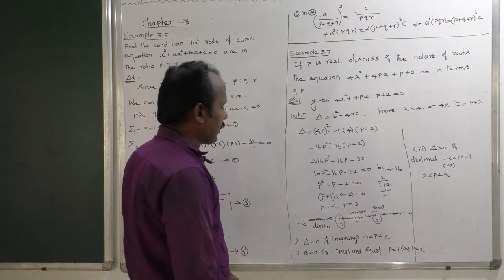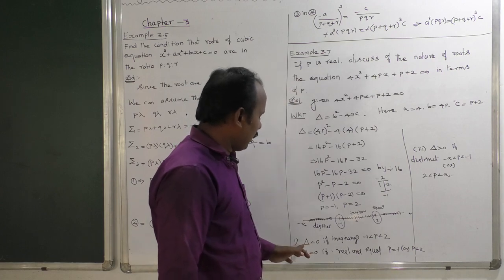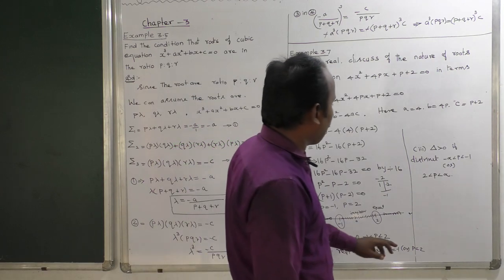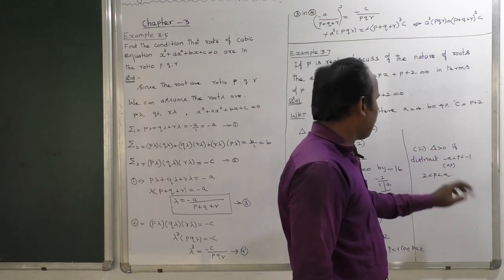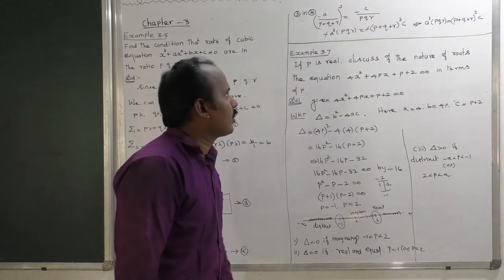These are the three results: delta less than 0 is imaginary, delta equal to 0 is real and equal, and delta greater than 0 is real and distinct. That is how we discuss the nature of the roots of the equation for the given sum.